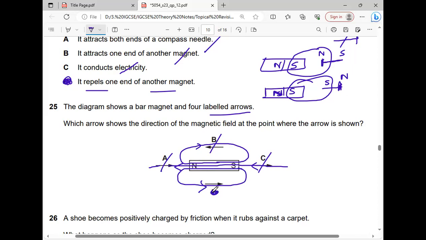So in these types of questions, you have to make sure to draw the magnetic field of a bar magnet, and then lines of force will always be directed outward from the North Pole and directed inward at the South Pole.